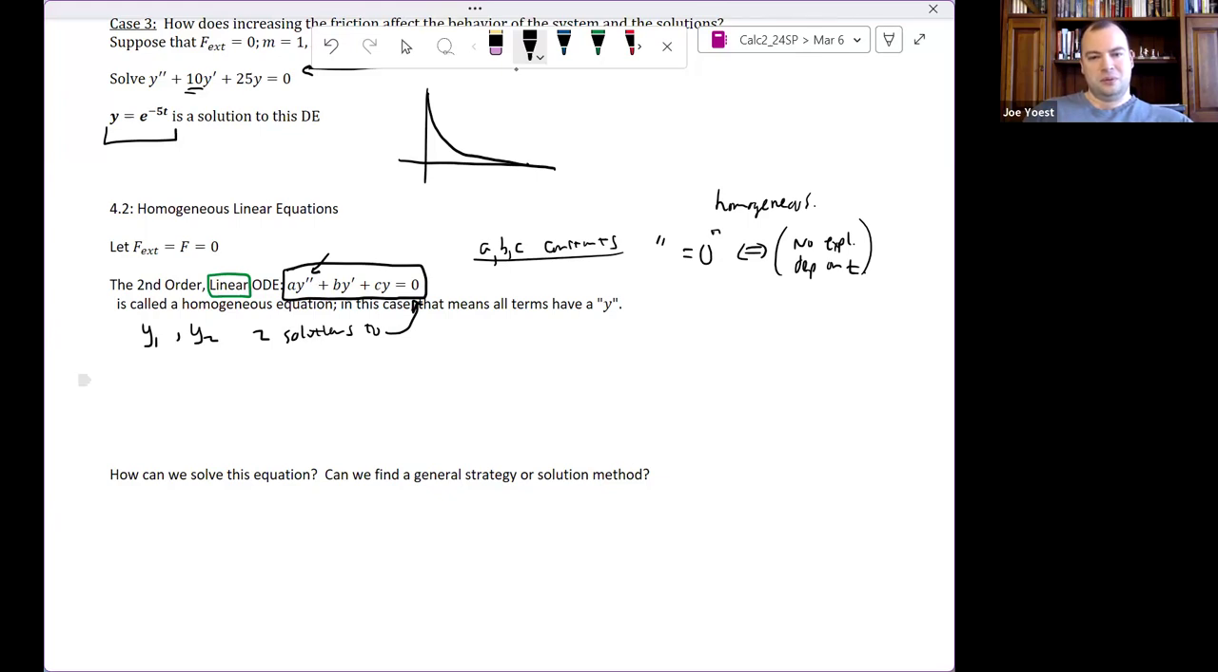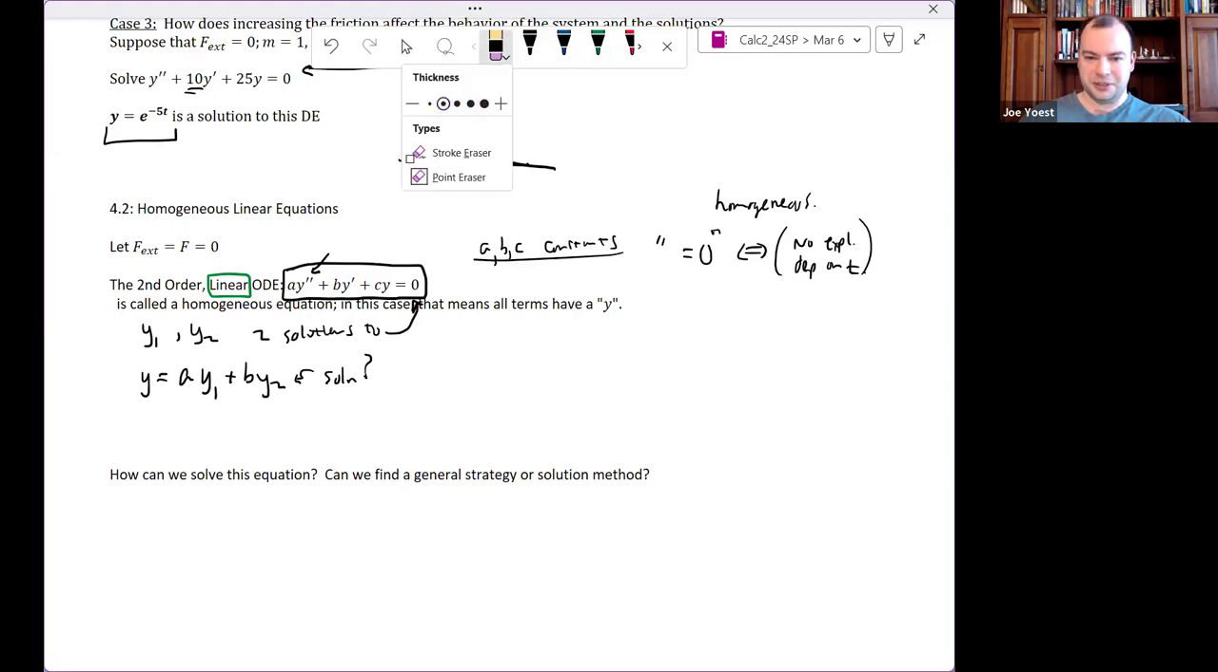Well, what if I take a linear combination of these? Is this a solution? Well, let me not use a and b. I forgot that a and b were used in my differential equation. We use different letters, alpha and beta. So if I take some linear combination, some number times the first solution plus some number times the second solution, and I make a new function out of that, a combination of these original two solutions, is that also a solution?